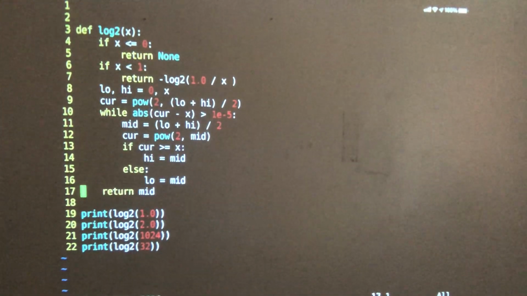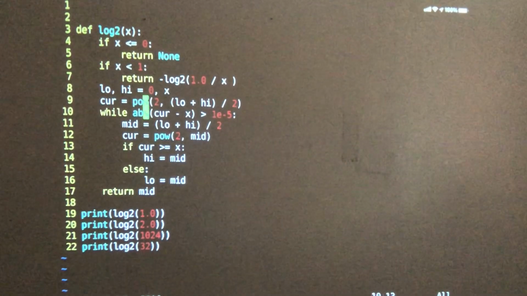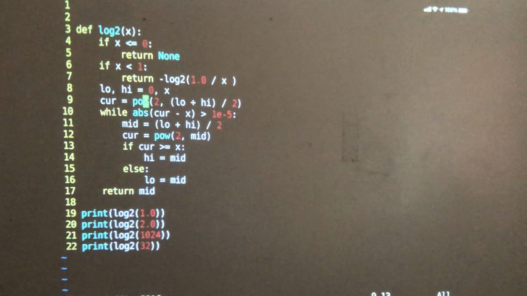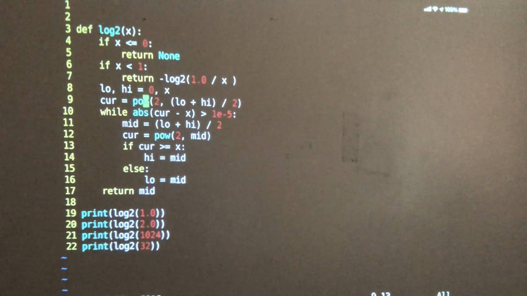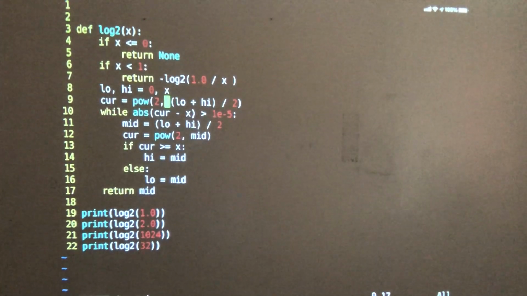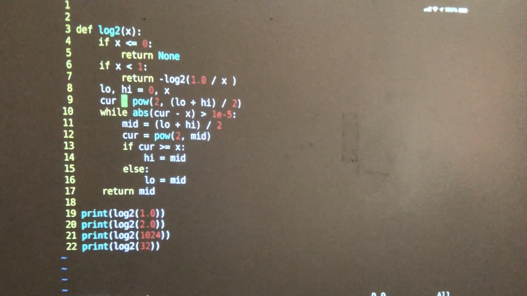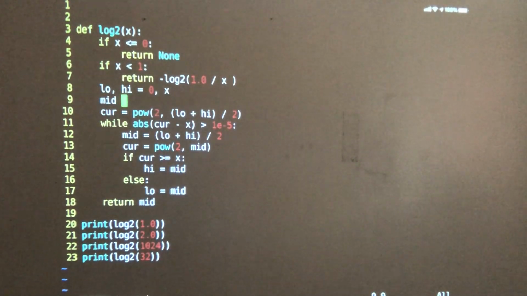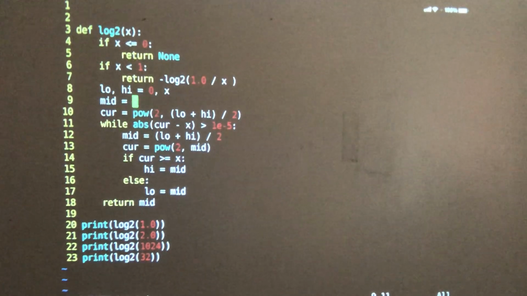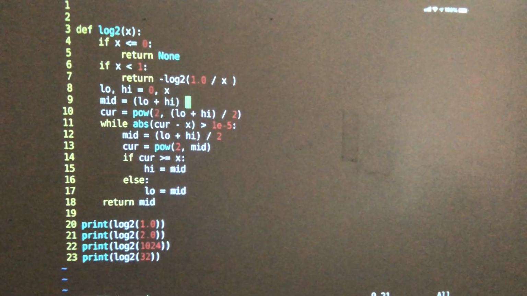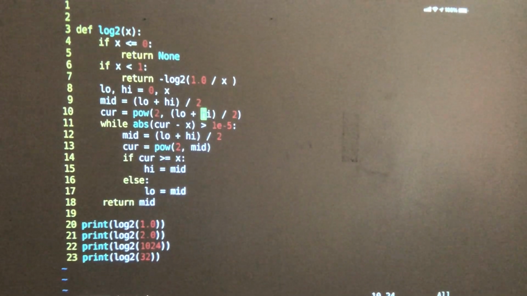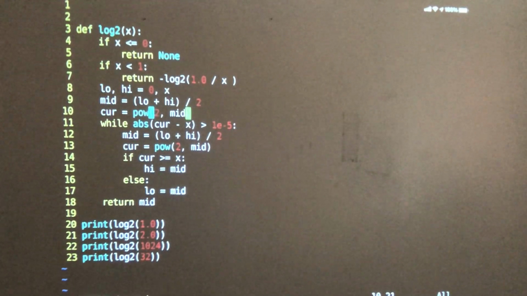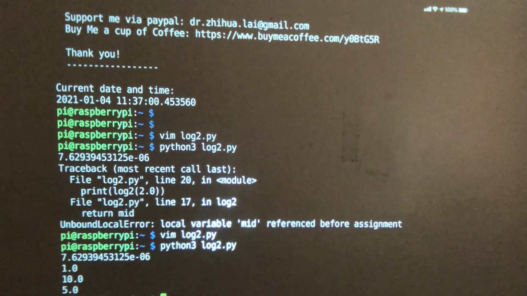Yeah, because we're using mid, but we haven't declared it yet, right? Declare means that you need to declare it before you can use it. Why? Because if you're not declaring, the computer doesn't know. For example, if you want to use the Eric value, the computer doesn't know what Eric is. So you need to define it before you use it. So the computer knows what it is.